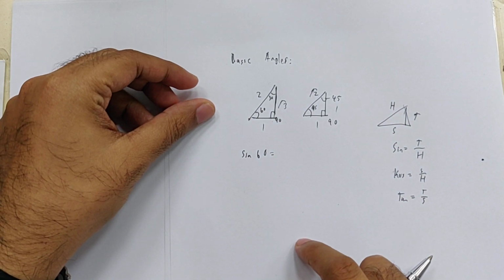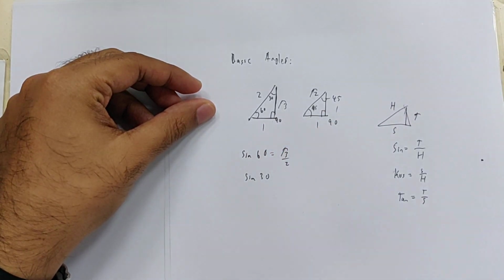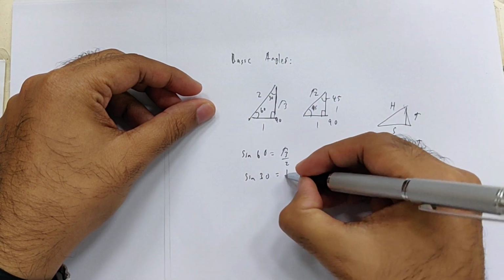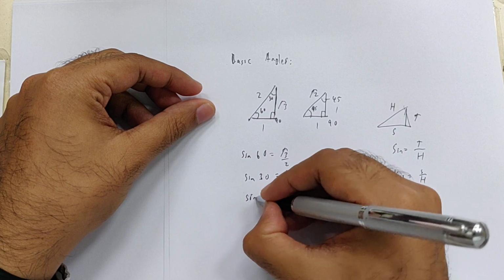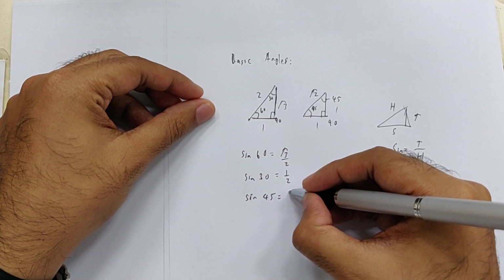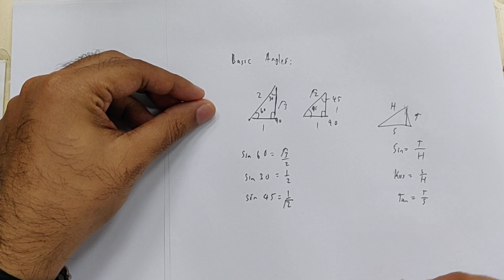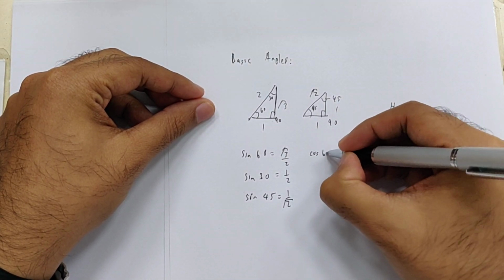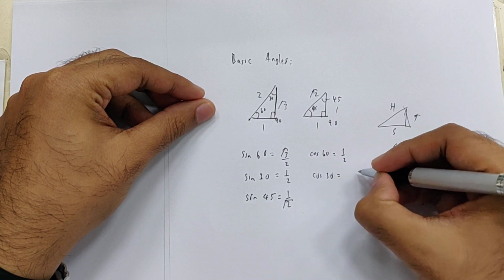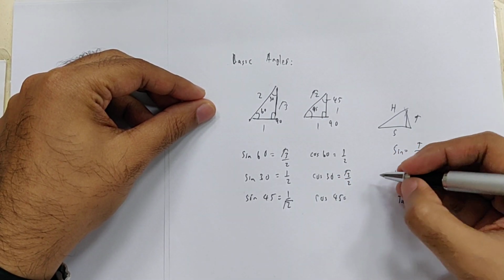So, sin 60, how do you calculate? Sqrt 3 over 2. What about sin 30? You go over here, 1 over 2. What about sin 45? 1 over sqrt 2. You okay with this simple introduction? And what about cos 60? 1 over 2. Cos 30? Sqrt 3 over 2. Cos 45? 1 over sqrt 2.